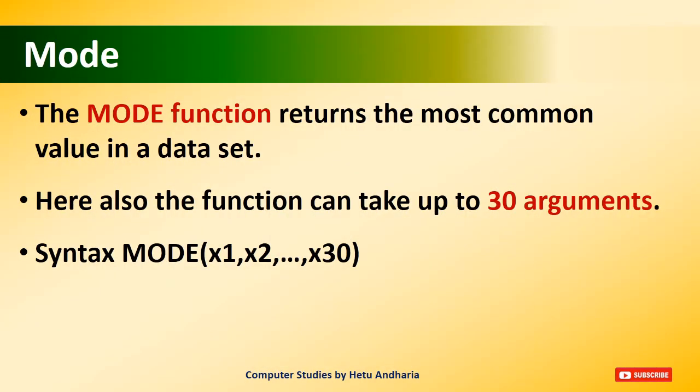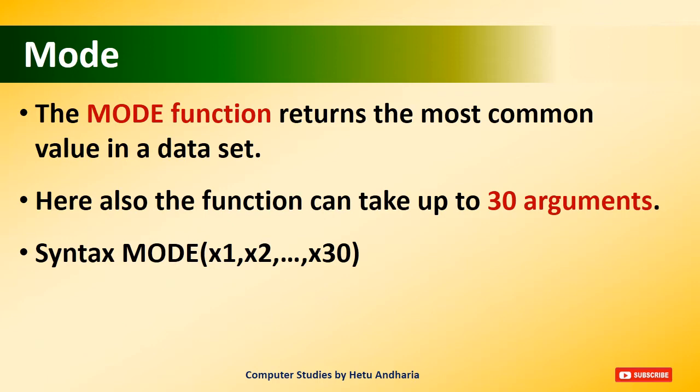In mathematics, it is very simple to find the mode of the given numbers. Mode means that in the given range of numbers, the number which repeats the maximum number of times is known as the mode. So the mode function returns the most common value in the data set. Here the function can take up to 30 arguments. The syntax is MODE(x1, x2), or you can even take the cell range here.